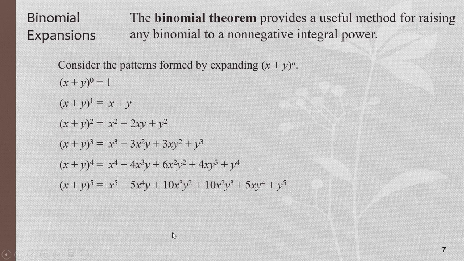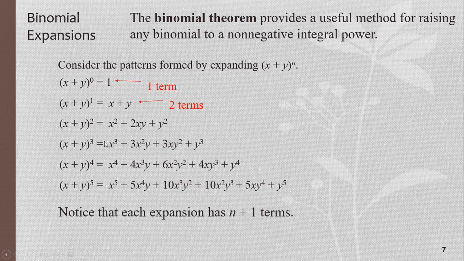And you'll notice that these coefficients start to look like Pascal's triangle, and each expansion has n plus 1 terms. So to the 0th power equals 1 term. Here to the first power is 2 terms. And you'll notice that these coefficients look like the values of Pascal's triangle. 1, 1, 1, 1, 2, 1, 1, 3, 3, 1, 1, 4, 6, 4, 1.